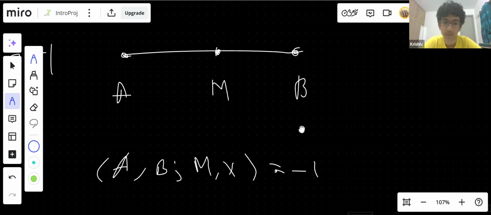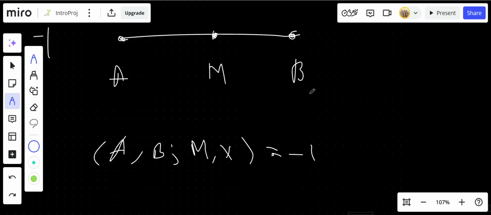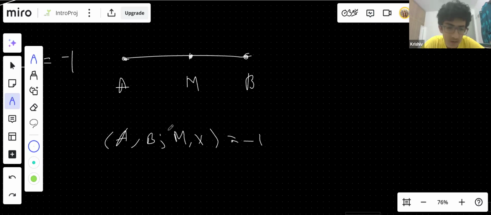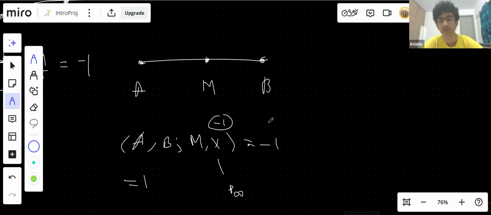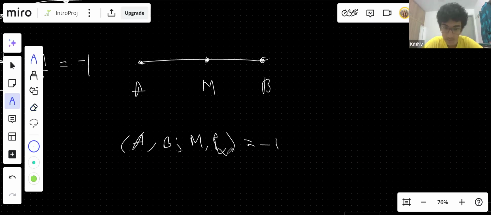Okay, cool. So I want to find a point X such that ABMX is -1. P infinity. Yeah, exactly. That's very cool, isn't it? You have this midpoint, and then suddenly the point at infinity pops in. So X has to be the point at infinity for this to hold. Why? Because AM over MB is equal to 1, and AX over XB, where X is P infinity, is -1. So a property of harmonic things is that A B M P infinity is -1, which is cool.